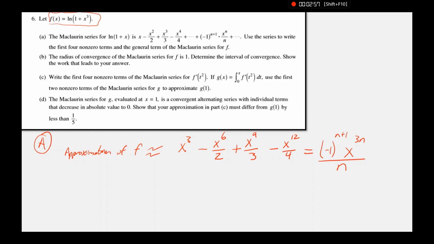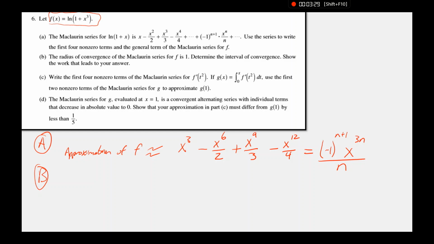Okay, then we need to... We're told the radius of convergence is 1. They want us to find the interval of convergence and then show the work. So if it's 1, then we plug in negative 1 and 1 instead of x. Okay, so that means the center point is at 0.